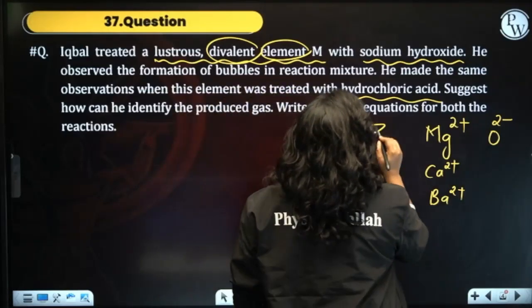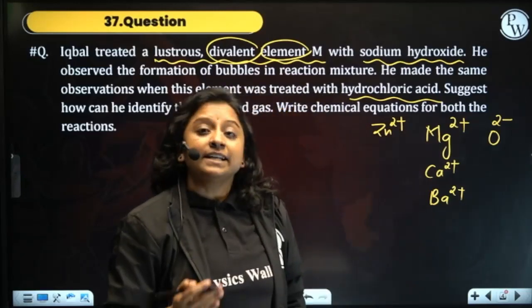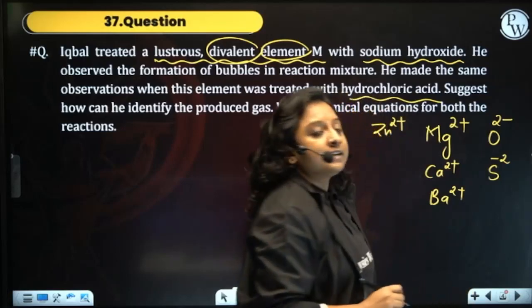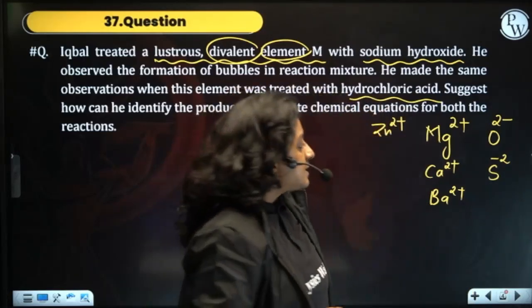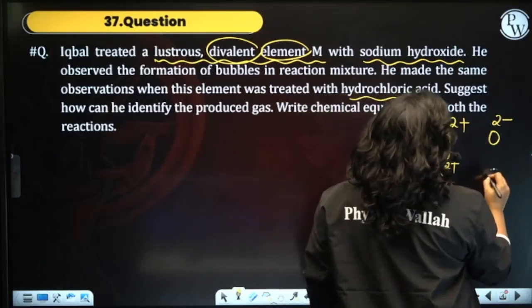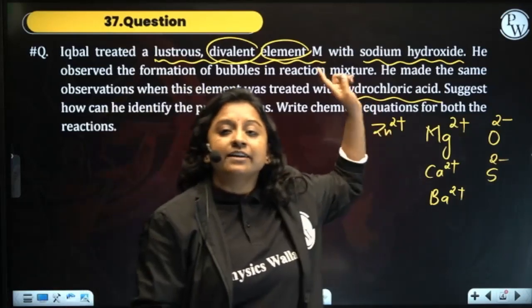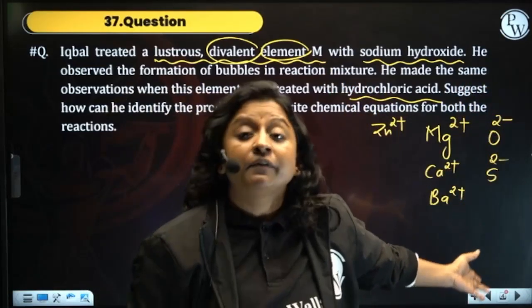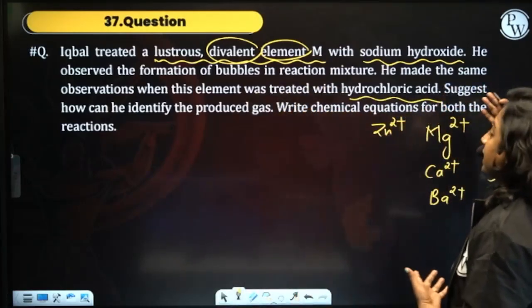Zinc 2+. All of these are divalent cations. If I write sulfide 2-, it is a divalent anion. Oxide 2-, sulfide 2-, these are divalent anions. They only said divalent element. It should be an ion, but we don't know whether it is positive or negative. Let's check the further explanation.